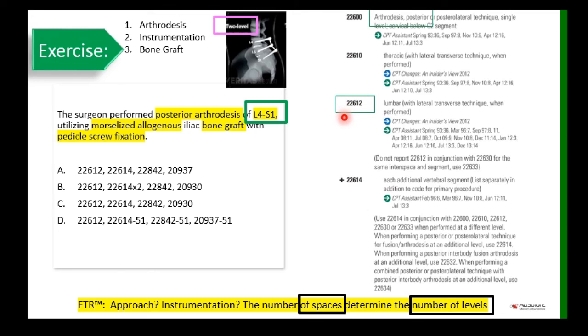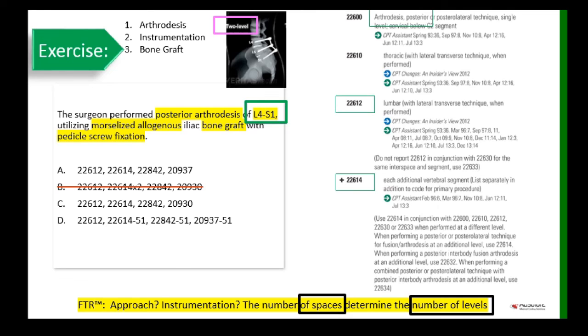Now we know we have to code for the next level, and if you go below to the add-on code 22614, you code this for each additional vertebral segment. Okay, so we're going to use this add-on code, but wait a minute. If you look at B, it's coding 22614 times 2. So if it's coding that twice and also coding 22612 once, they're coding for 3 levels. So we know we just are coding for 2 levels and we have to get rid of B.